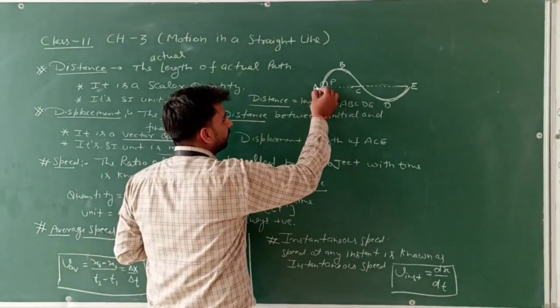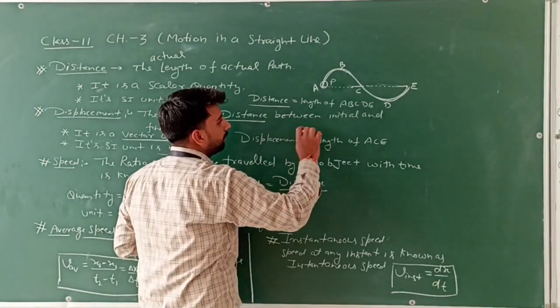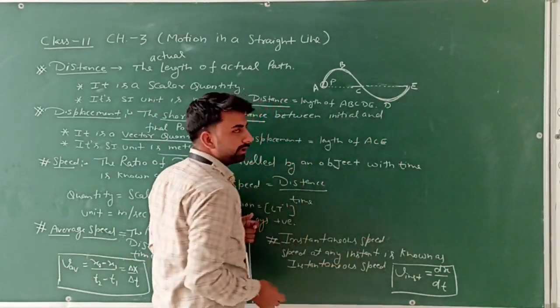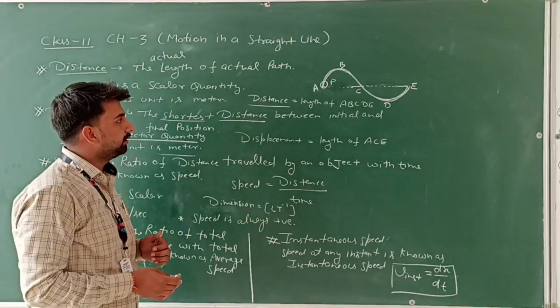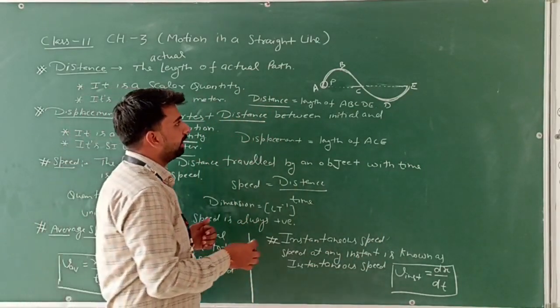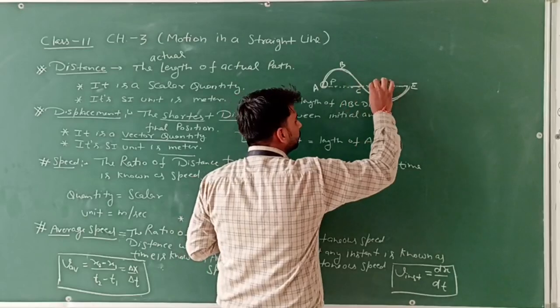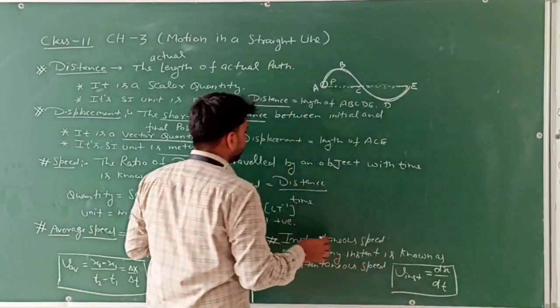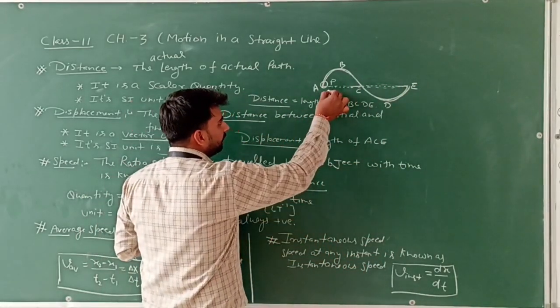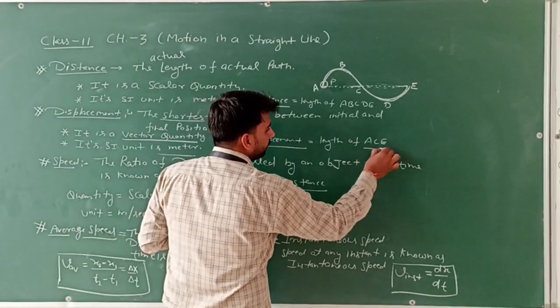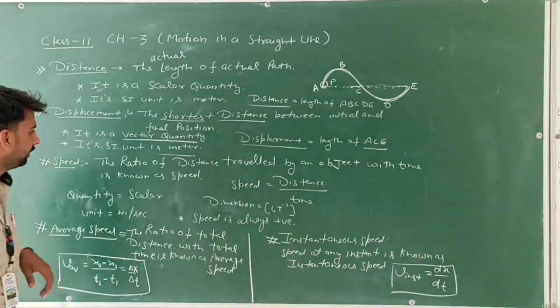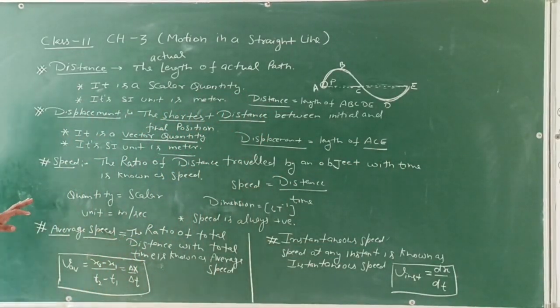Okay? This point A is the initial position of the particle and this point E is the final position of the particle. Then the shortest distance between A and E is this, A to C and C to E. So the displacement of the particle in this case is the length of path AC. Clear? Length of path AC.